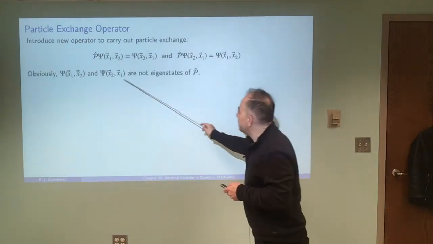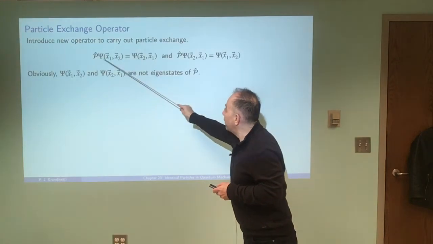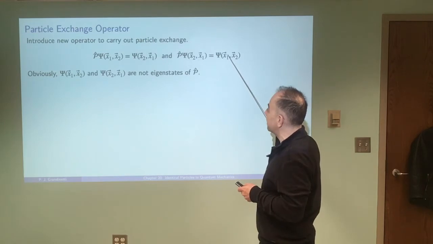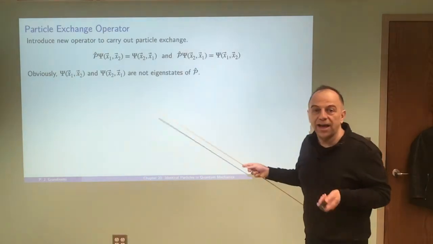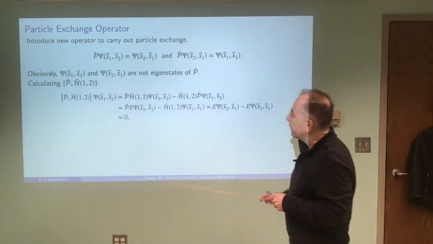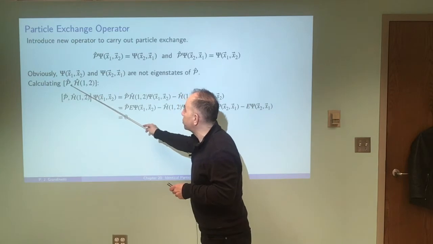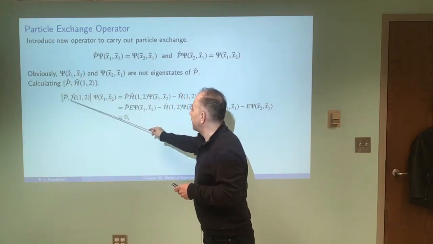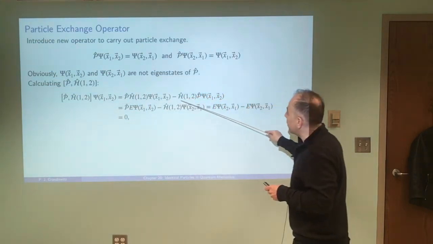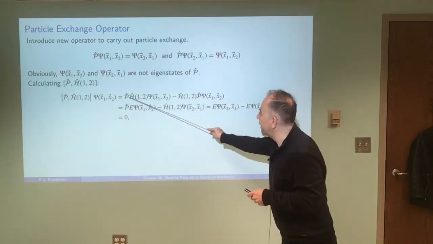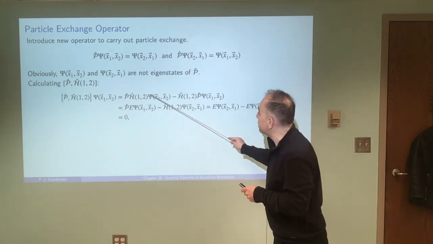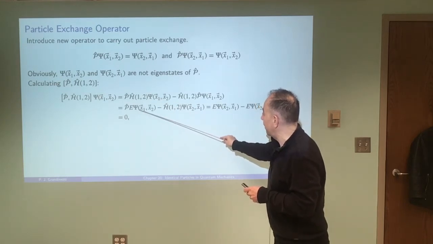Okay? So these guys are different, right? When this operates on the wave function, I don't get back the same wave function. Similarly here, I don't get back the same wave function. So obviously those are not eigenstates of this particle exchange operator. If I look at the commutator of the particle exchange operator with the Hamiltonian, and I remember how we evaluate commutators operated on the wave function, if you expand all of this out, you can see PH times the wave function minus HP times the wave function. I can evaluate H times the wave function, which is just E times the wave function.